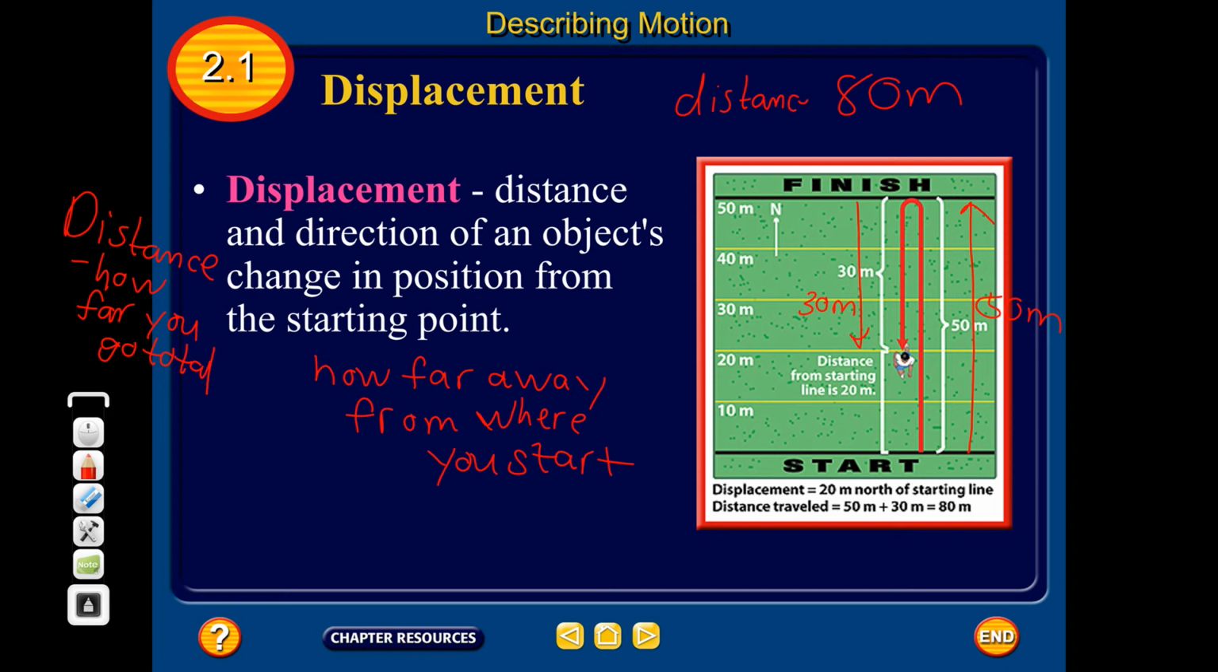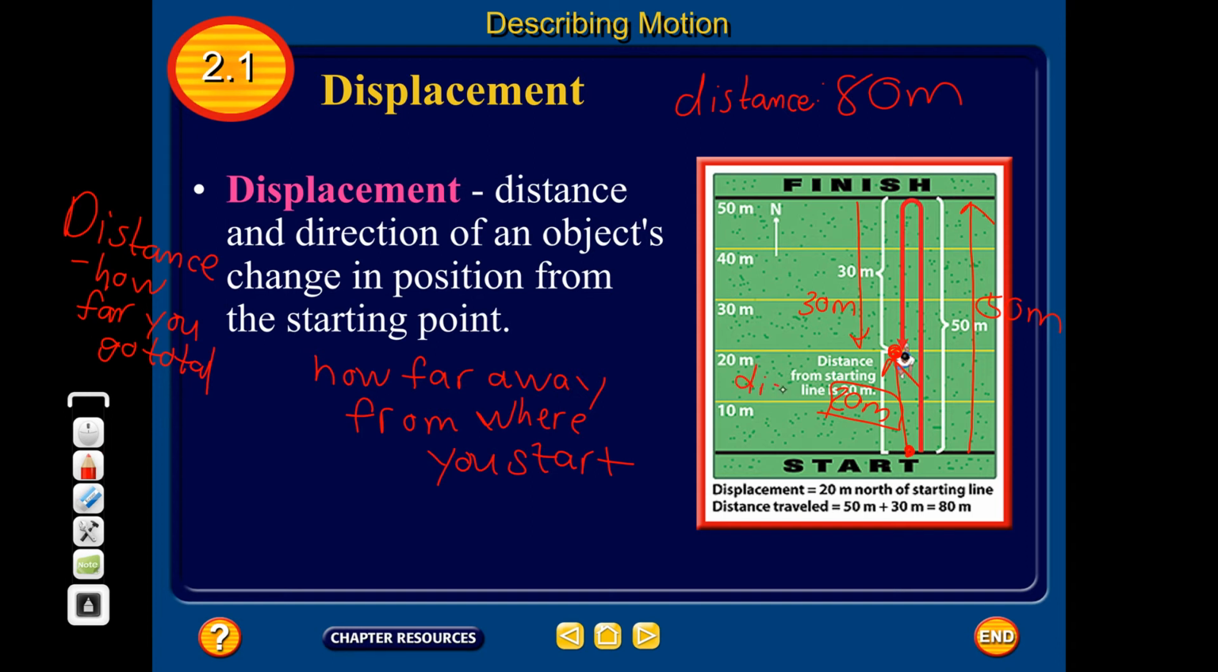Your displacement, though, is only caring about where you start and where you end. That's the only thing that displacement cares about. It doesn't care how you got there. It doesn't care about all the different motions you do. It cares only about the beginning and the end. It doesn't care about anything else in between. And if I look from the beginning to the end, the person is only 20 meters away. They're only 20 meters from where they started.